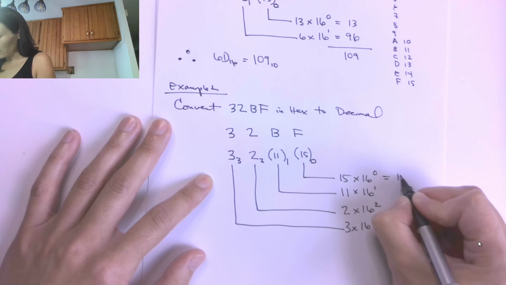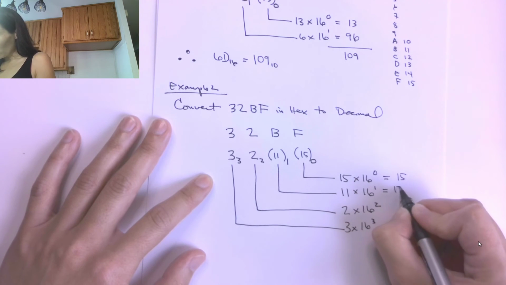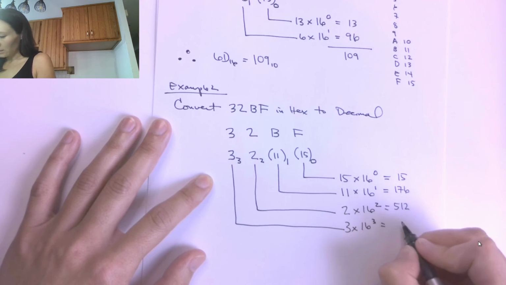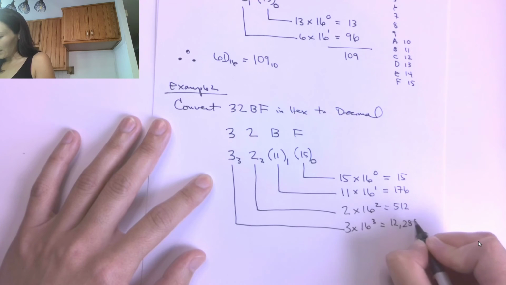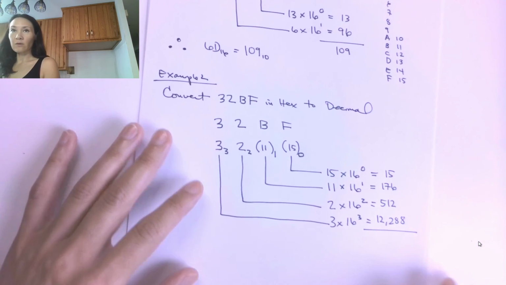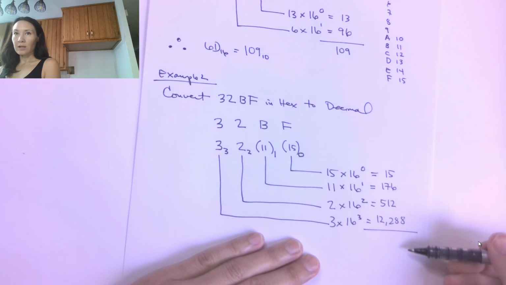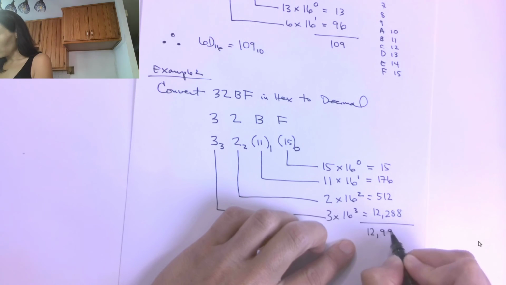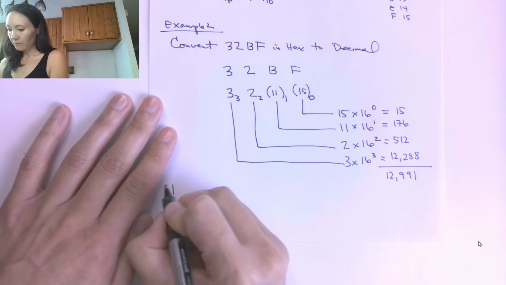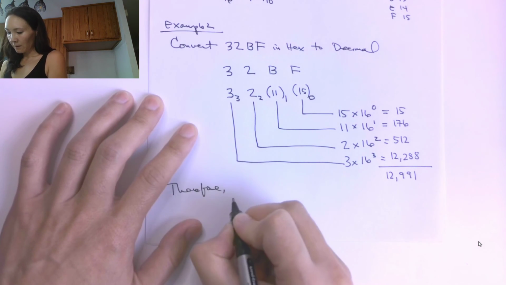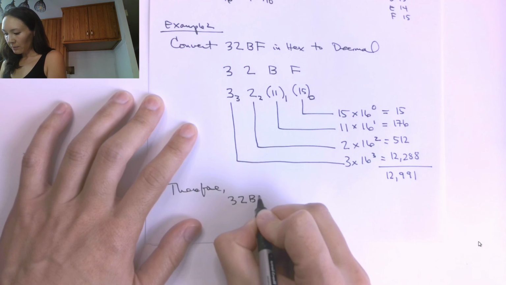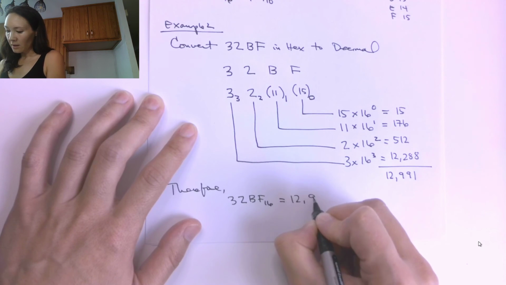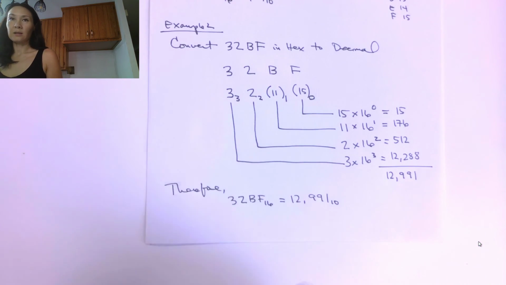So this is going to give me 15. This product is 176. This product is 512. And this product is 12,288. So my final step to get the conversion is I'm just going to add all these products straight down. So the sum of all these gives me 12,991. Therefore, 32BF in hex is equivalent to 12,991 in decimal, base 10.